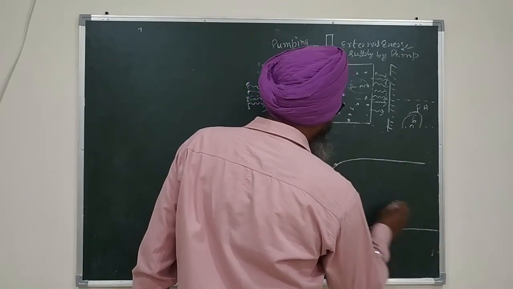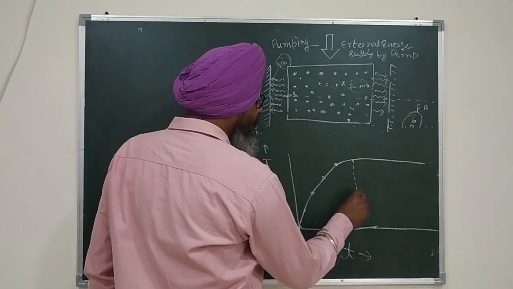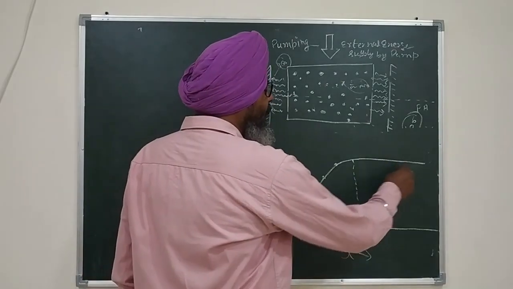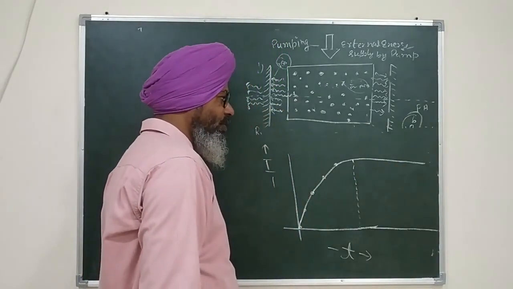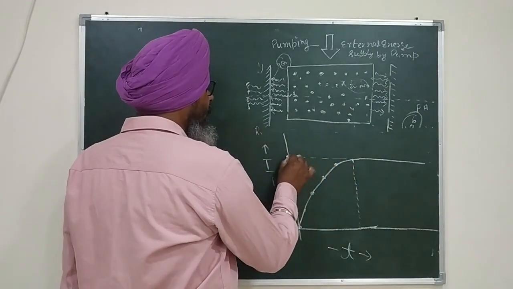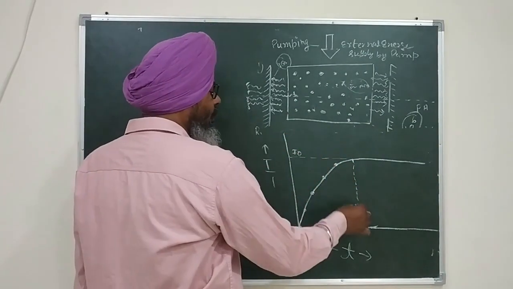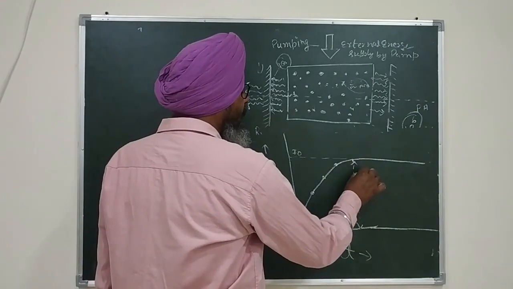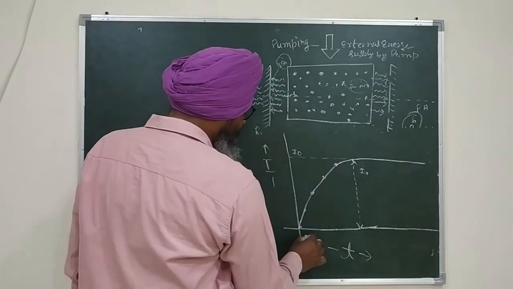This graph will become horizontal, and when this graph becomes horizontal, we will say the intensity of the laser light has reached its peak value, and that peak value will be called I naught. This is I naught.